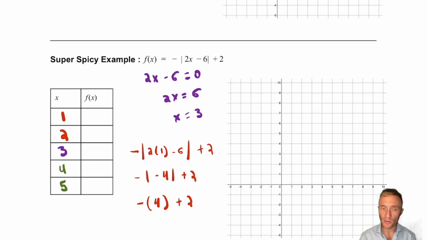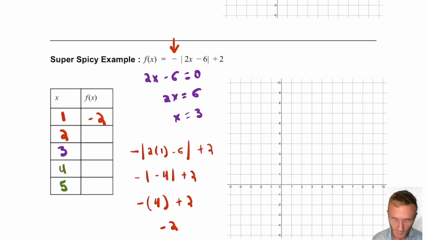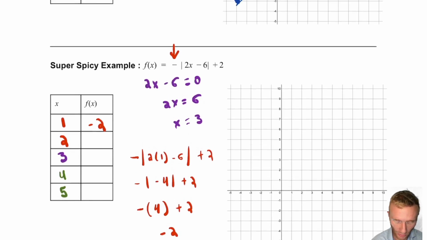See, there's the tricky part. That negative is on the outside, so it happens after the absolute value. So actually, everything that's coming out of here is going to be negative. So what we're going to have is negative 4 plus 2 is negative 2. Okay? We'll do one more like that, and then the rest we'll do sort of just talking through it.